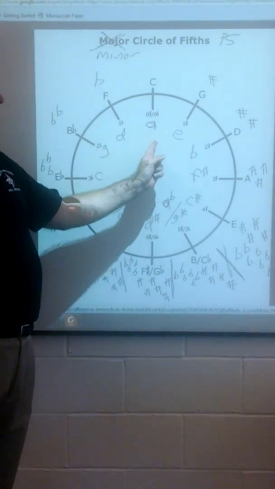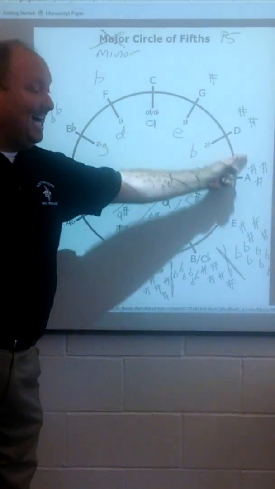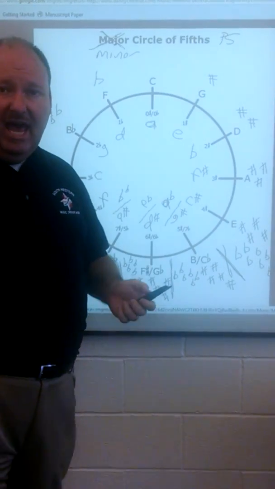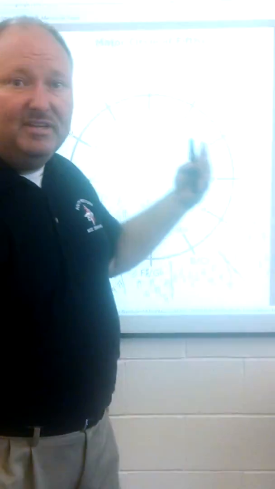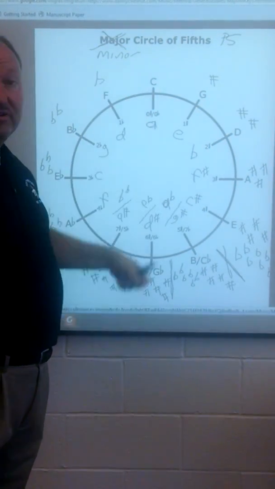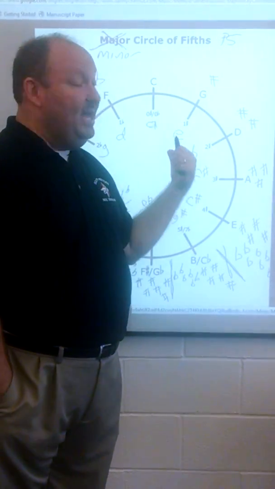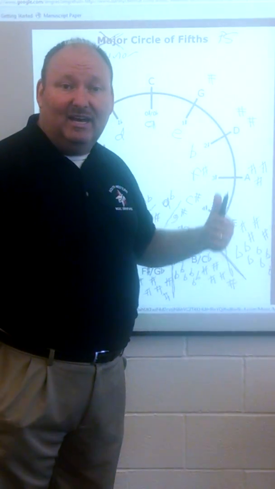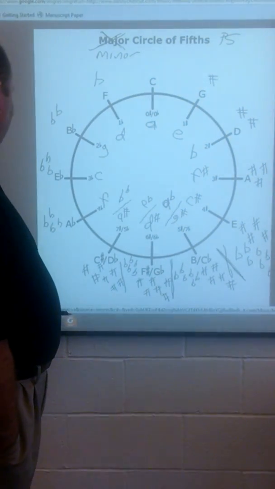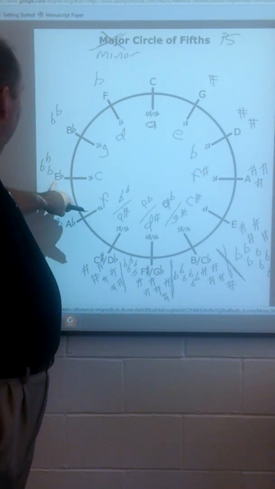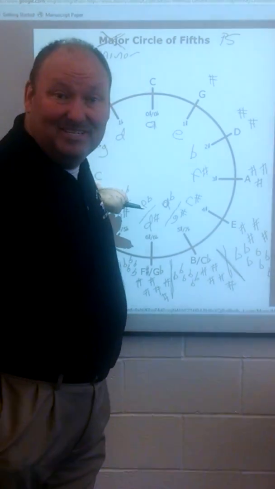Ta-da! There is my minor circle of fifths inside my major circle of fifths. So you can find any relative minor key or relative major key ever invented by being able to make this circle of fifths and to check it as a reference. For example, what is the relative minor of E flat major? Well, the circle tells me it's C minor.